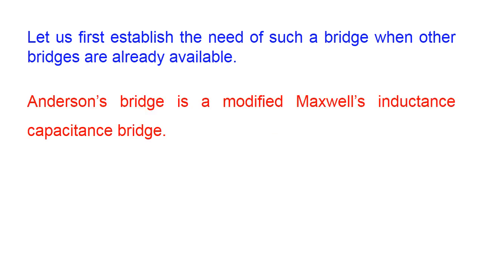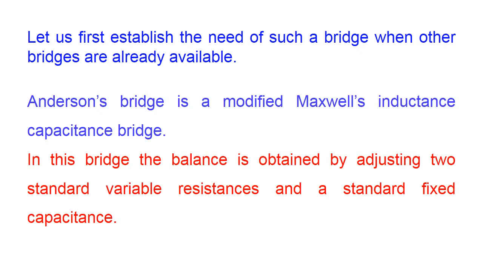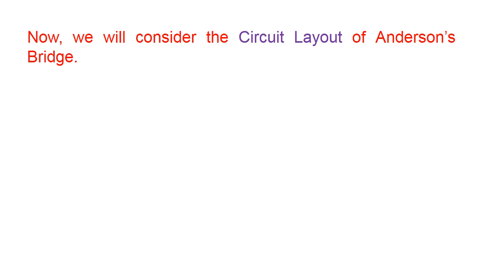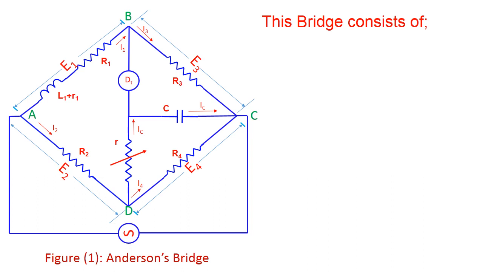Anderson's bridge is a modified Maxwell's inductance capacitance bridge. In this bridge, the balance is obtained by adjusting two standard variable resistances and a standard fixed capacitance. Now, we will consider the circuit layout of Anderson's bridge. Figure 1 shows the complete Anderson's bridge. We will discuss the individual components of this bridge.